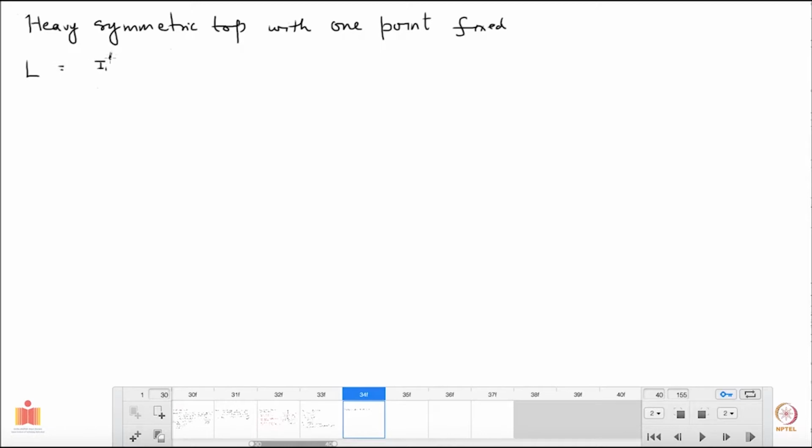I1 prime over 2, and then you have theta dot square plus phi dot square sine square theta. These are your Euler angles and their derivatives, and you have then I3 over 2 psi dot plus phi dot cos of theta square, minus the potential energy term, which is mu g L cos of theta, where mu denotes the total mass of this top.